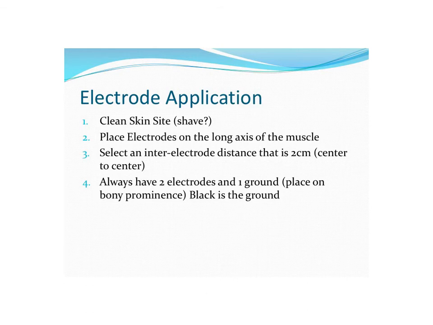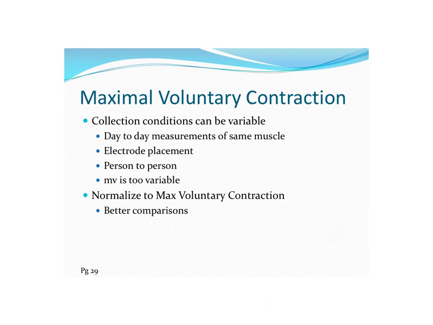So a reminder, for electrode application, you want to clean the site. If you have to shave the site, that needs to be done. Place the electrodes along the long axis of the muscle with an inter-electrode distance of about 2 centimeters, and always have 2 electrodes and 1 ground for good data. Once we have the electrodes on, we need to run a maximal voluntary contraction to get the activation level at which we are going to compare all activities, and then the units would be percent MVC.